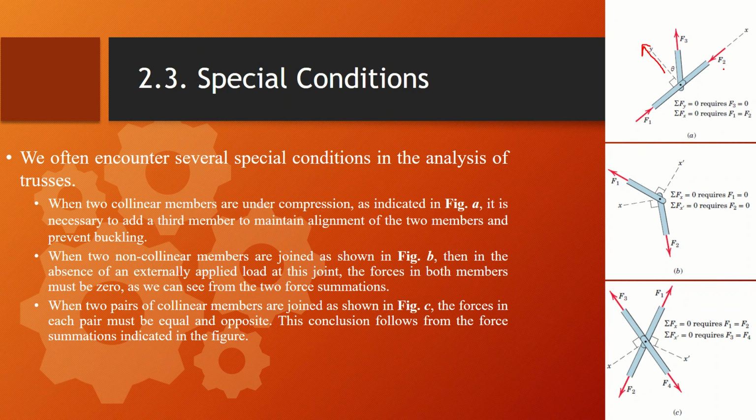When two non-collinear members are joined as shown in figure B, then in the absence of any external applied load at this joint, the force in both members must be zero, as we can see from the two force summations right here. When the pairs of collinear members are joined as shown in figure C, the forces in each pair must be equal and opposite. This conclusion follows from the force summation indicated in the figure.